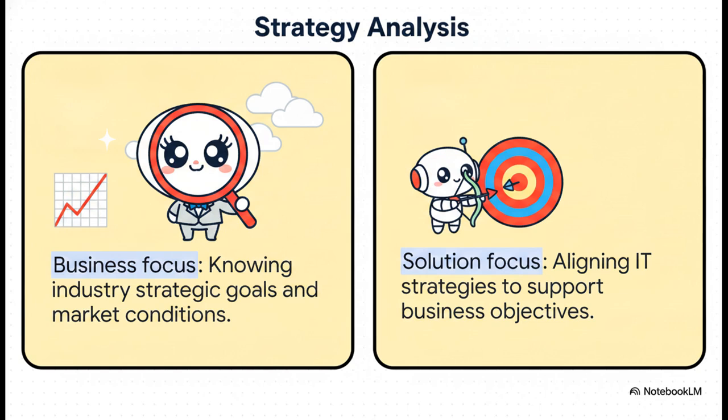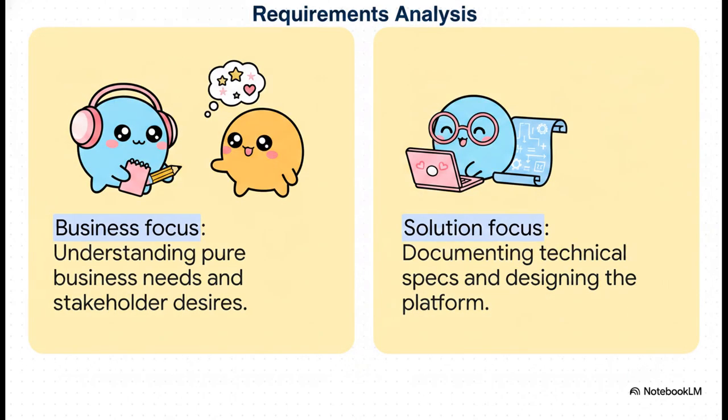Take a single activity like strategy analysis. It's fascinating because it completely shapeshifts. On the business side, you're looking outward, analyzing market trends and industry goals. But turn around and face the solution side. Your focus shifts entirely to aligning IT capabilities to make sure the tech can actually support those big picture business goals.